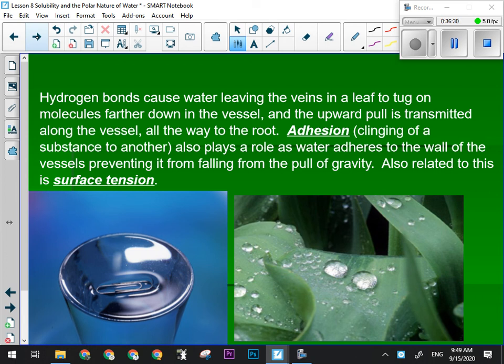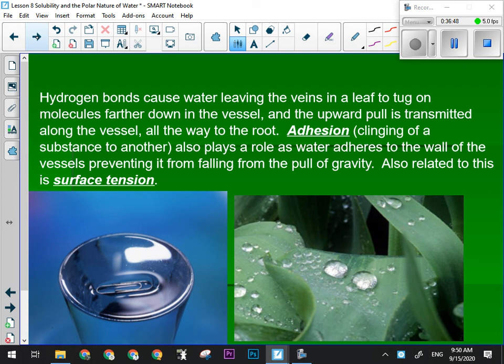I've never been able to do this, but apparently you can. I wasted an afternoon trying to do this, and I couldn't make it work. But apparently you can balance a paperclip on the meniscus of a glass of water. There's enough surface tension if you do it right. I never got it to work.